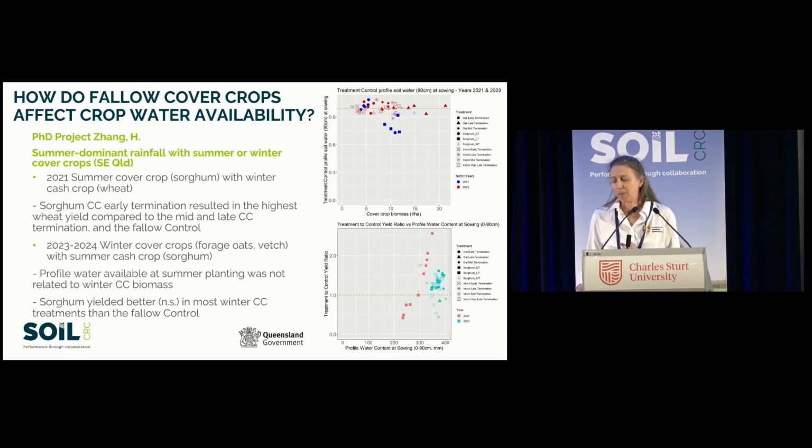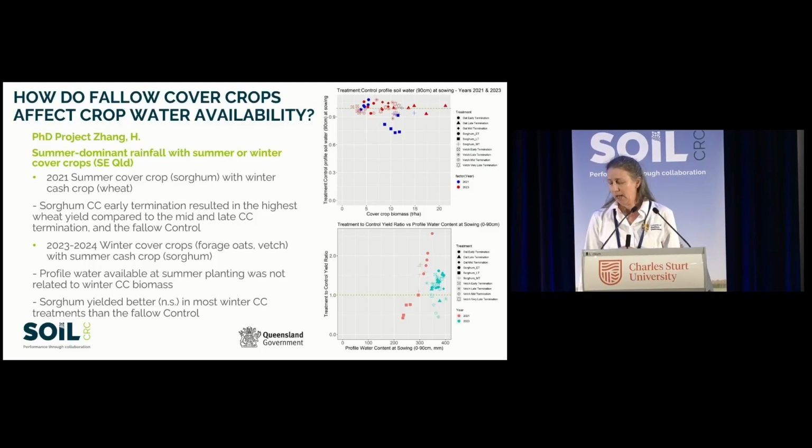The second fallow cover crop study is one being done by PhD candidate Han Lu Zhong, out of the University of Southern Queensland, and also supported by Queensland Government, and that is looking in the summer dominant rainfall zone with both summer or winter cover crops in 2 different years of study. Her studies are in southeast Queensland, and the axes are the same on this graph. We've got a lot higher biomass totals, up to 20 tonnes per hectare on the x-axis there in the top graph.